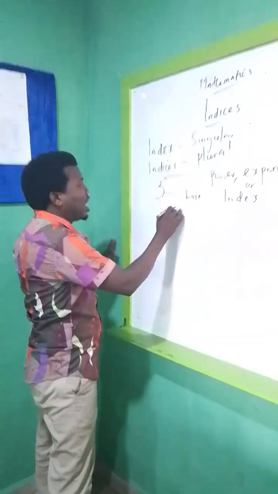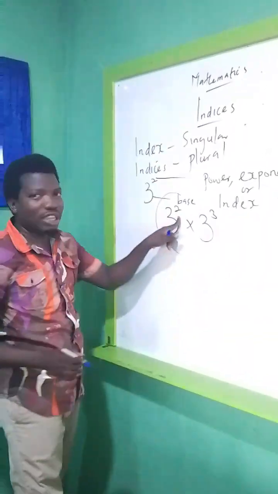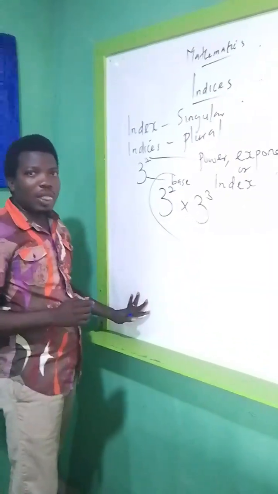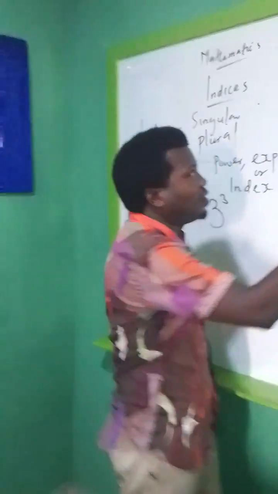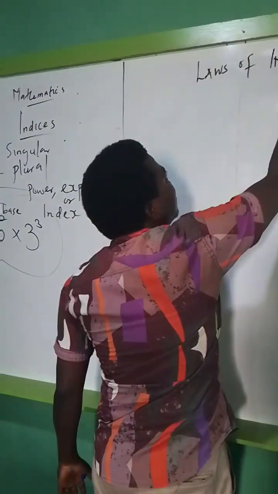You understand? So if I have like 3 raised to the power of 2 times 3 raised to the power of 3, I'm not having index again. What I am having here is indices. Okay, let's start. Now we have laws of indices. What are the laws of indices?